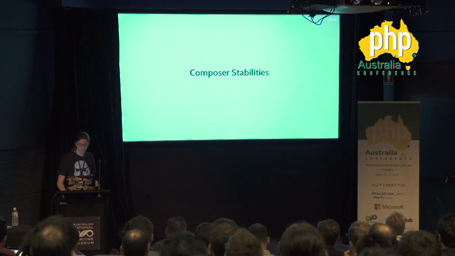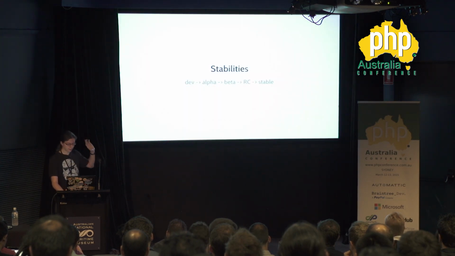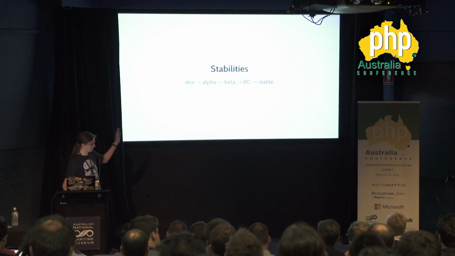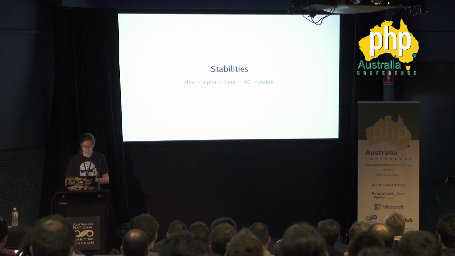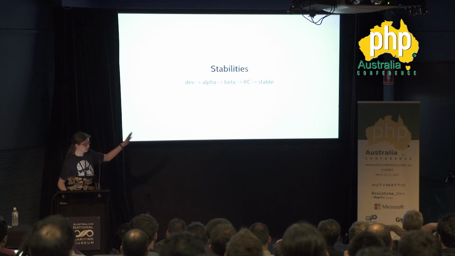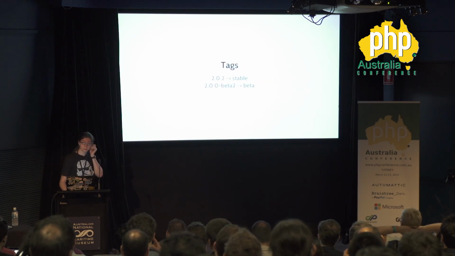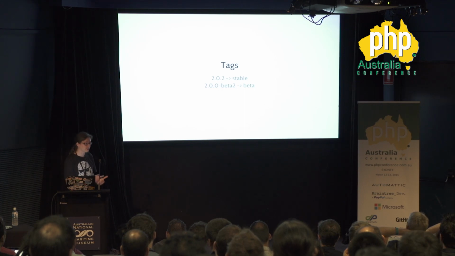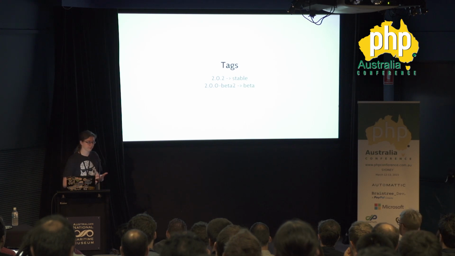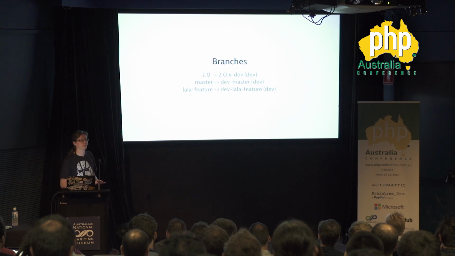Yeah, so you get that. All right, stabilities. Again, something I think so far that everyone is fairly familiar with, just what stabilities means. We all know alpha, beta, etc. But in Composer, they're just defined as this flow of things. And they're assigned in a simple way as well. If you tag something, you get stable by default. If you tag with a beta flag, it's beta. And for branches, it's just dev.